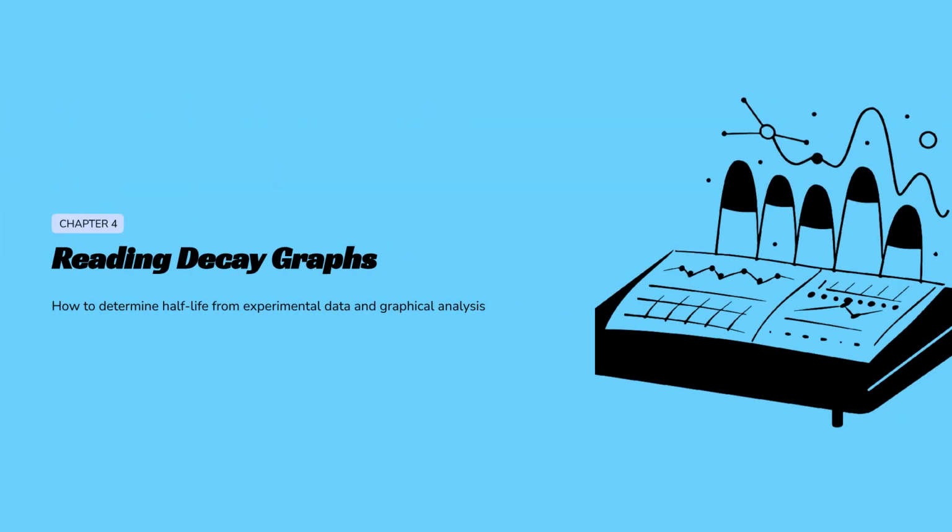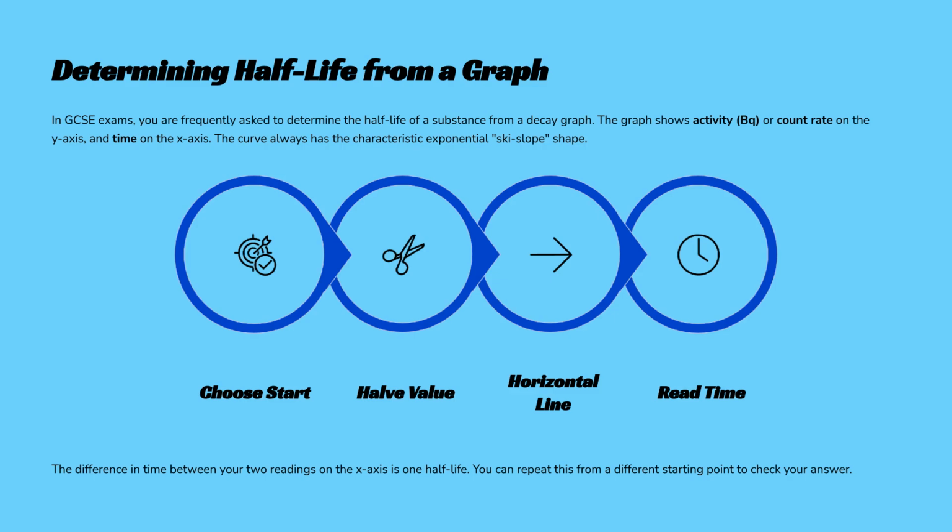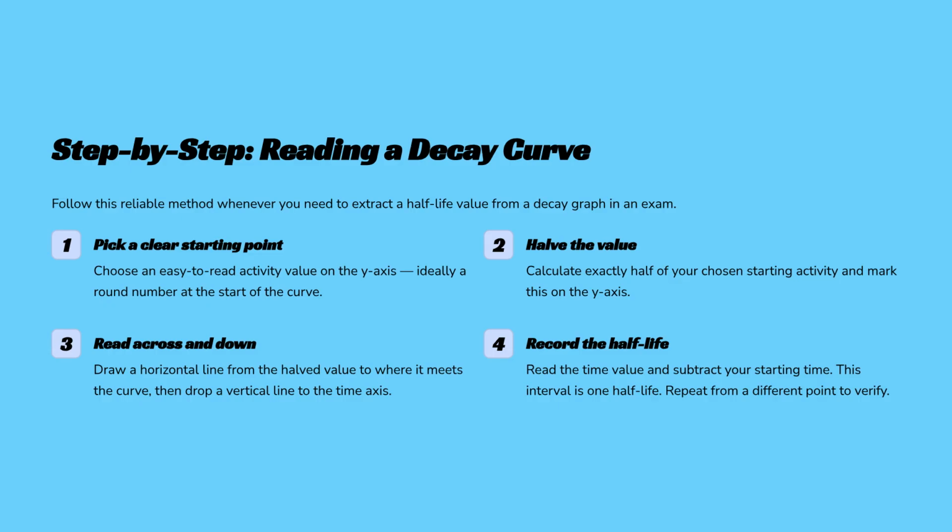Moving to Chapter 4, we will learn how to interpret decay graphs. This skill is essential for extracting half-life values from experimental data in your exams. In GCSE exams, you must be able to read half-life from a graph. The curve shows activity or count rate versus time. Simply choose a starting point, find the time it takes for that value to halve, and read it from the x-axis. Follow this reliable 4-step method.